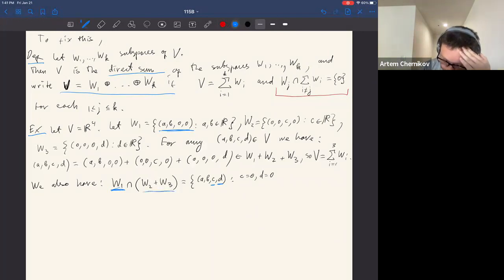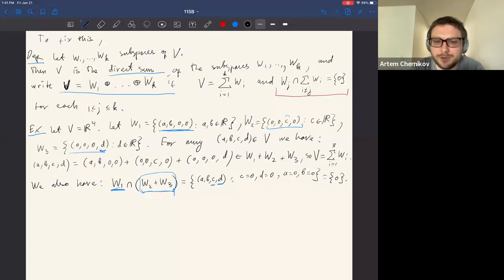because it's in the sum of W2 and W3. Let's look. Every vector in W2 has zeros everywhere except for the third position, and every vector in W3 has zeros everywhere except for the fourth position, right? So this tells us that we have to have zeros in the first two positions for any vector in the sum. So we conclude that A has to be equal to 0 and B has to be equal to 0 because it belongs to W2 plus W3. But then there's only one vector with all zeros in all four positions. So this intersection is trivial, right?